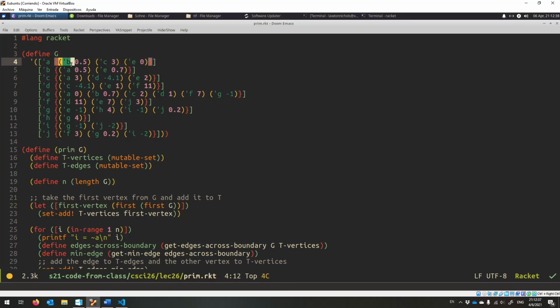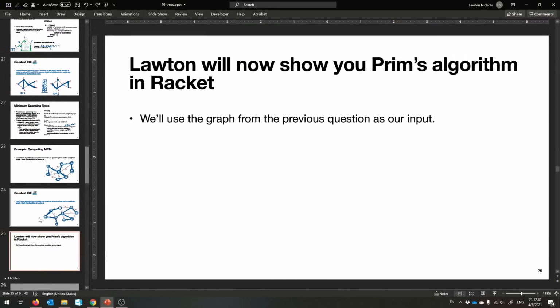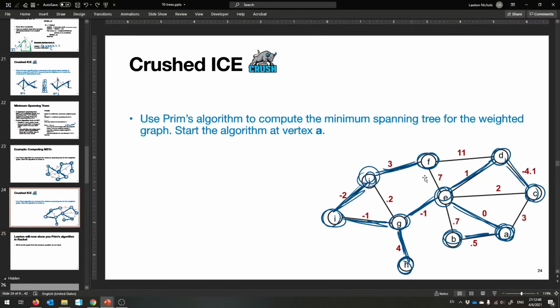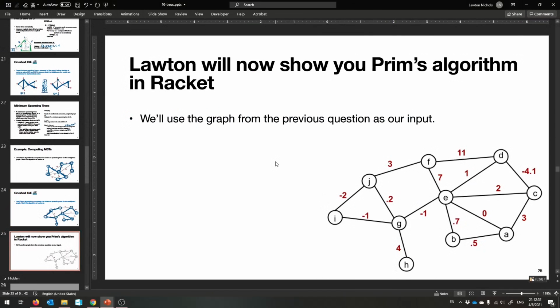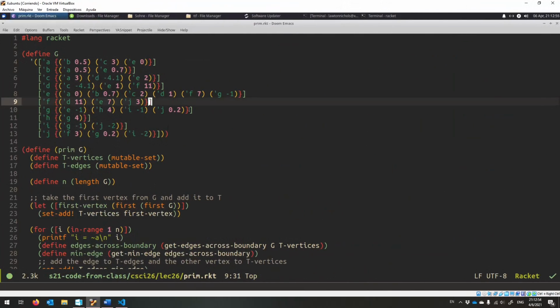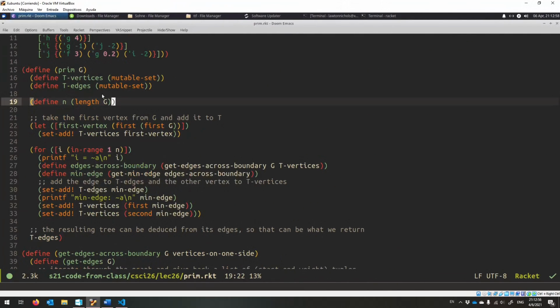So A can get to B, for example, with 0.5. A can get to C by 3. A can get to E with weight 0. Okay, so that's me doing all of this graph from this slide. And hopefully we'll see if it actually gives back the same minimum spanning tree. Okay, so here's Prim's algorithm. It's really not too different.